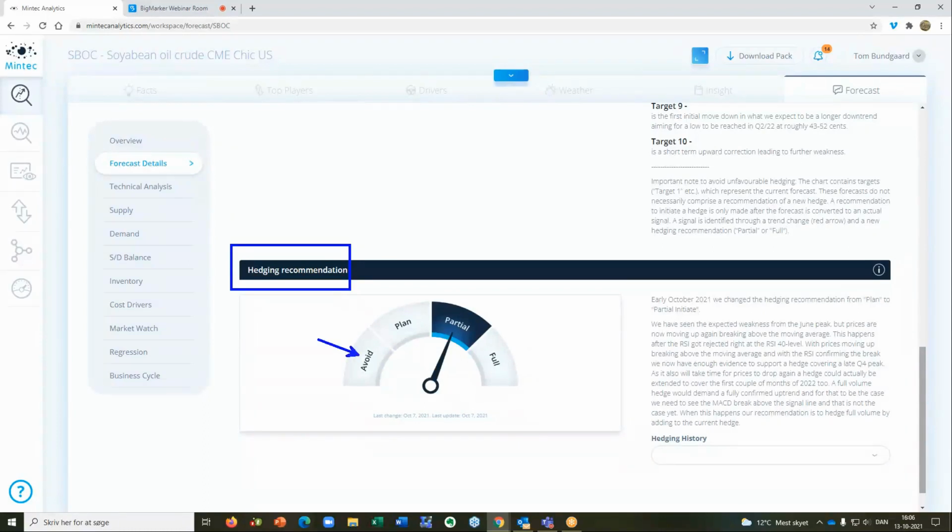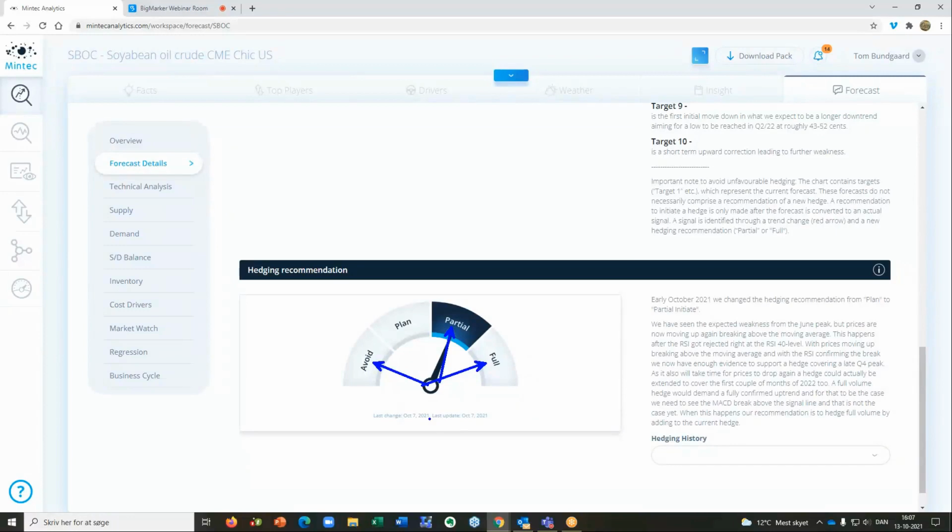But basically, we're saying avoid hedging, or we can say now we're about to start an uptrend, so you need to make plans. And then here, when we go to hedging, we have a preliminary hedging with partial volume. And when we have the full signals and the objective signals, we go to full volume hedging. And every time we switch this arrow here, we will send a notification to you. So when that is shifted to full, you'll get a mail. And when it's shifted to avoid, you'll get a mail.